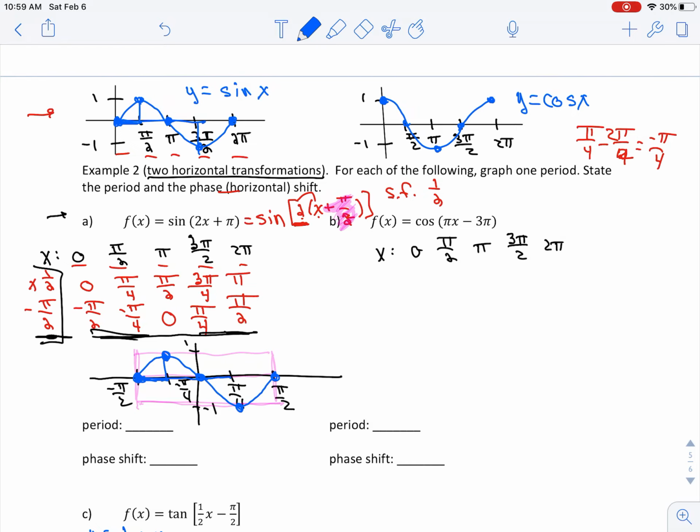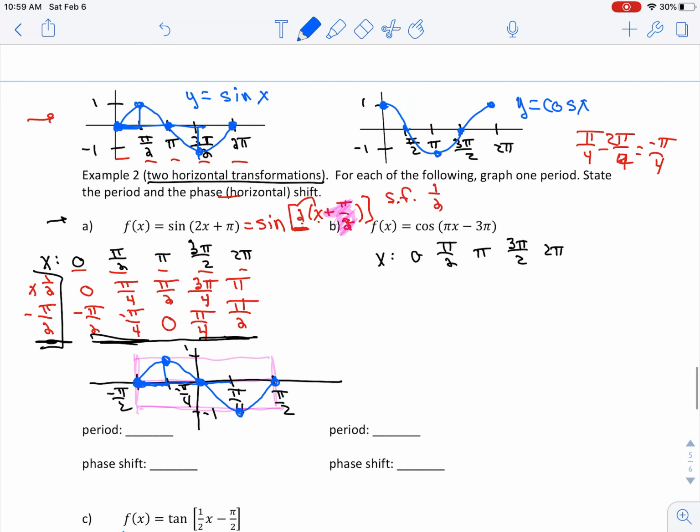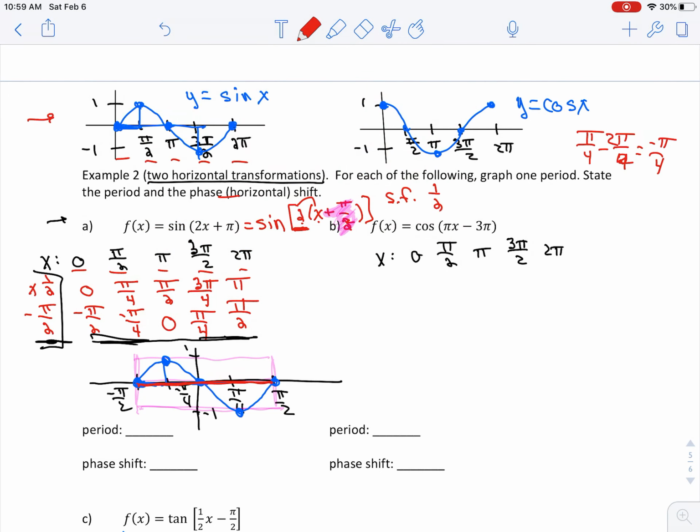Okay. The period of this one has changed. So the period for this one is going to be this total distance from -pi/2 to pi/2. So let me do the calculation down here. If I do pi/2 minus -pi/2, which is the same as plus pi/2, that becomes 2pi/2, which is pi. So the total period for this one is pi. So notice that that has changed.